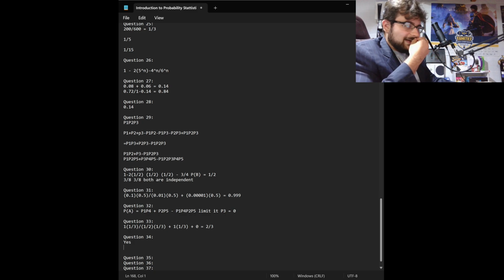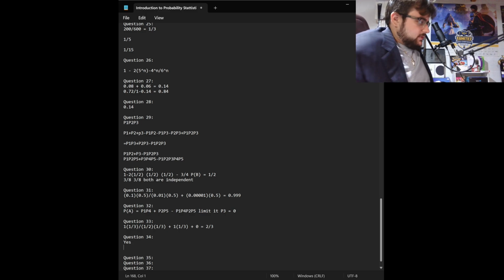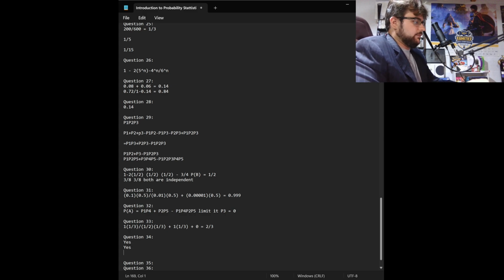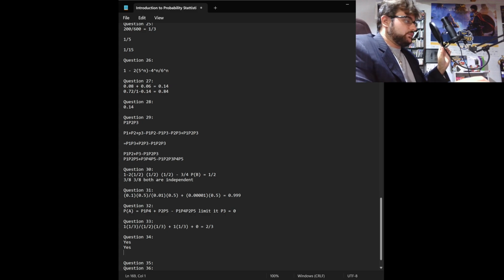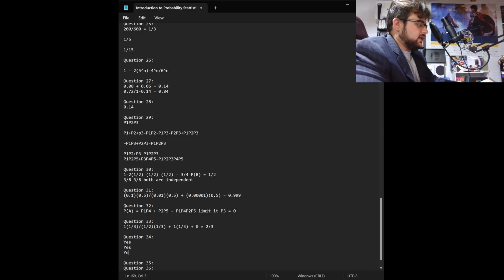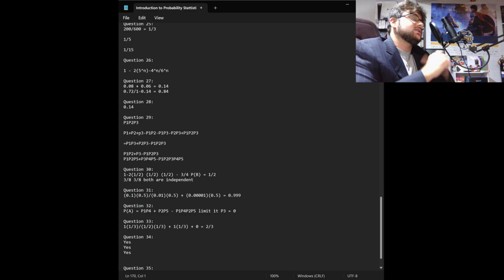Are A and B independent? Yes. A and B are indeed independent, because A and B are both fair dice, so you have 1 in 36 chance. Are A and C independent? That is yes. Same as last time. PC is 1 in 6 and AC is 1 in 36. Identical problem. Are B and C independent? That is a yes. B and C is 1 over 36 and BC is 1 over 36. Once again, they're independent. Okay.